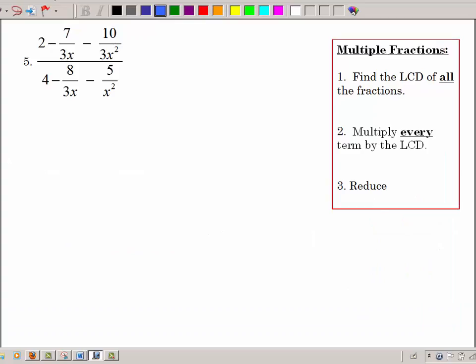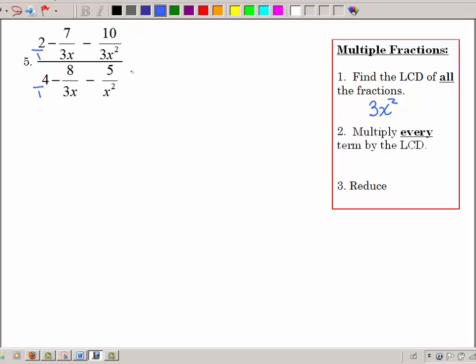So we've had a problem with 3 fractions within the fraction, 4 fractions within the fraction, and now look at this. We have got 6 things because that 2 and 4, really you could count them as fractions as well. We're going to go through the same process. Find the LCD of all 6 things. Well, the good news is that that's not bad. I see a 3 and I see an x, and what's the highest power on x? X squared. So that's my LCD of all 6 things.